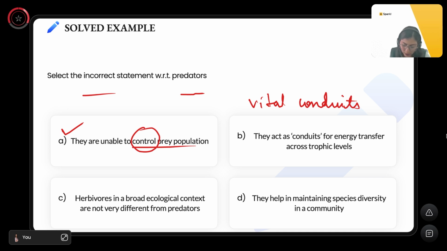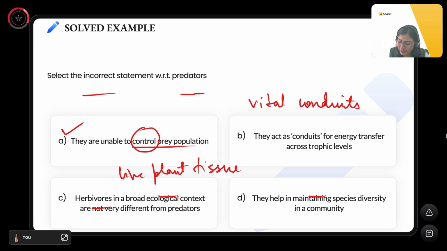Herbivores in a broad ecological context are not very different from predators. Now, this is again a correct statement because broadly speaking, herbivores basically consume and destroy live plant tissue. So they can functionally be identical to predators. Let us look at the last option.